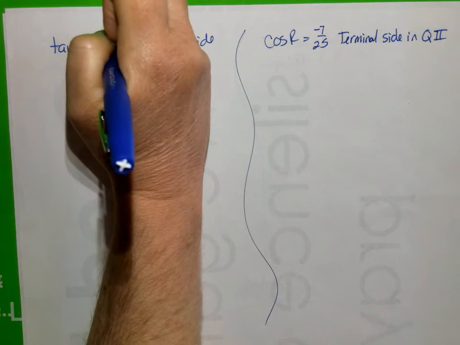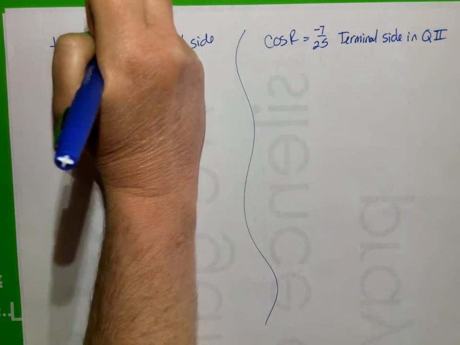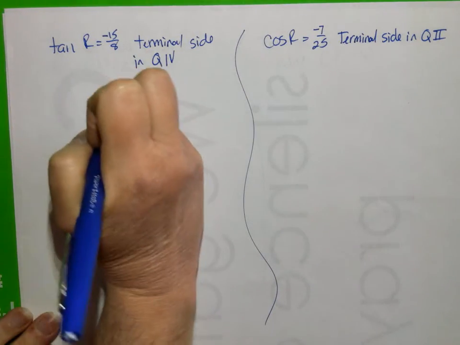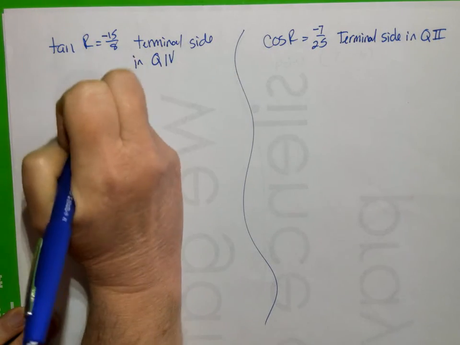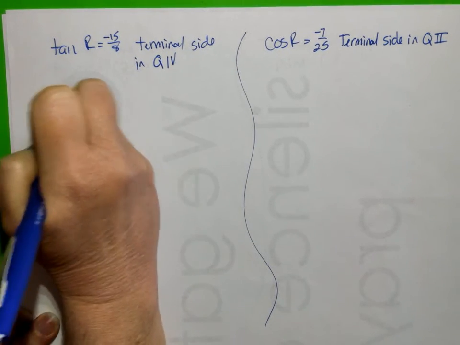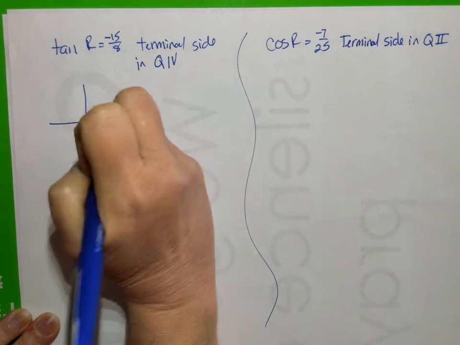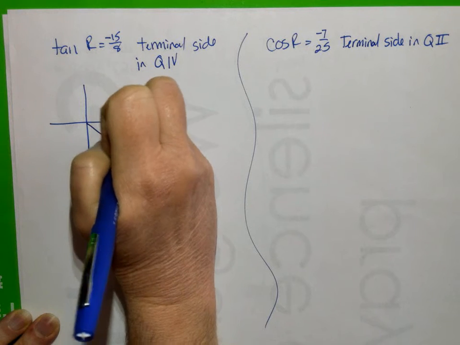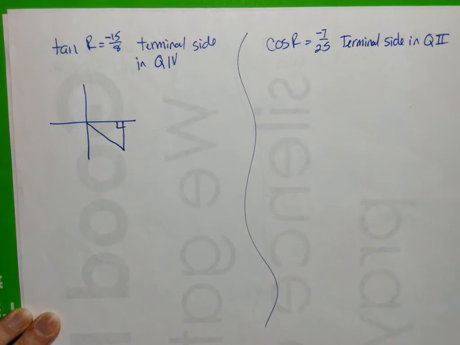It's -15/8. Thank you. All right, so here we go. We're going to draw our triangle. We're in quadrant 4. Quadrant 4 is down here. It's going to look like this. I have it like this.